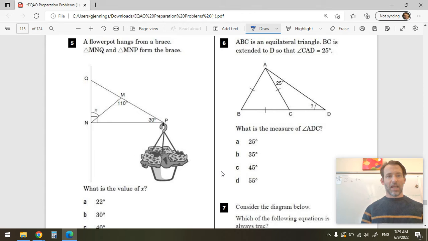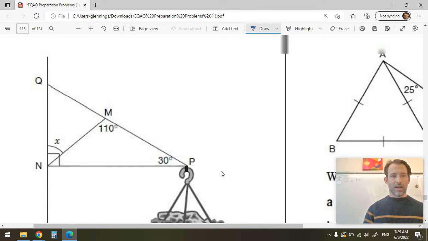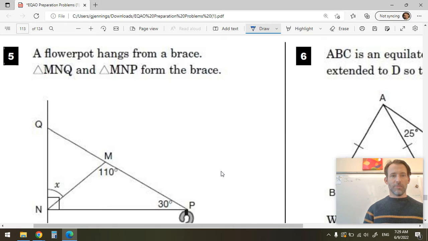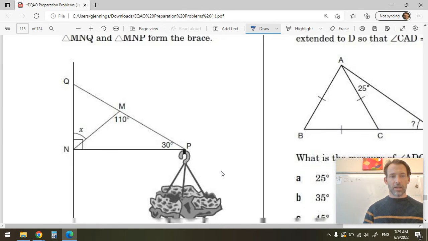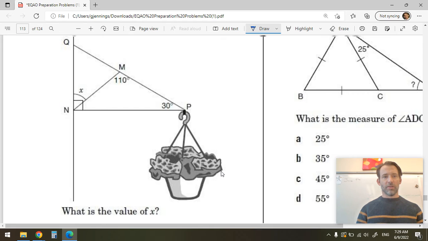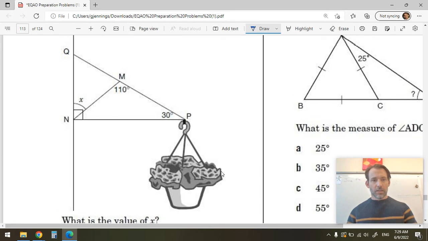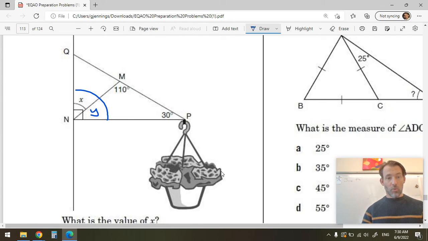Okay, a flower pot is hanging from a brace. All right, M and Q and M and P form the brace. Okay, these two triangles. What is the measure of x? So here again, I need to work with what I know towards what I don't. If I can find this angle y, then I know that x plus y equals 90. So I need this angle y, then I can find x. So y plus 110 plus 30 equals 180. So y equals 40. Check it yourself.